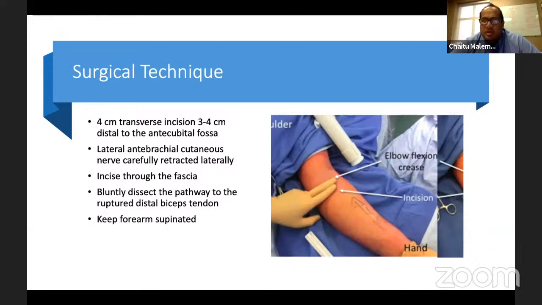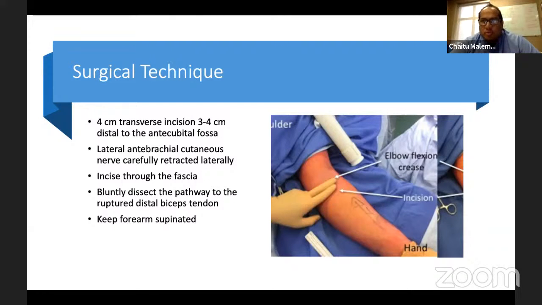I know some describe a longitudinal incision as well, but I feel like a transverse incision gives me good access to the radial tuberosity, allows me to find that distal bicep tendon, and also decreases any iatrogenic risk of neurovascular injury. The former S-shaped incision, I think, has kind of fallen out of favor, typically because of the higher complication risk with neurovascular injury. So I make a 4-centimeter transverse incision, 3 to 4 centimeters distal to the antecubital fossa and the elbow crease.